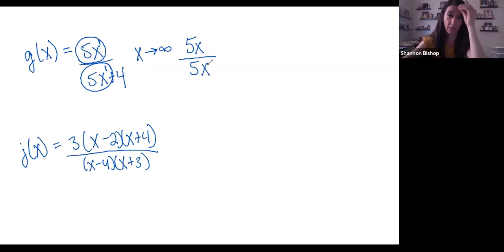Okay. Now there's 2 ways you can look at this. You can think of this as, well, the x's just divide out. And so really you just have 5 over 5, which is 1. Or you can imagine what would happen to these numbers if we imagine x getting really big. So what would happen if I plugged in something gargantuous on top and something gargantuous on the bottom?